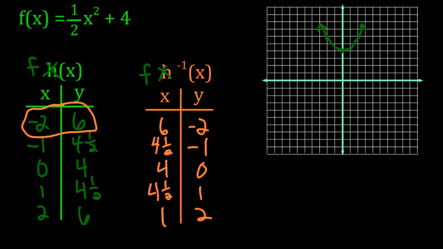4.5 and 6. You probably should know at this point that the inverse is not a function because we have some repeating x values there that would fail the vertical line test, and we'll see that here in a moment. So let's graph this. We've got over 6, -2, over 4.5, down 1, over 4, 0, 4.5, up 1, and 6, 2. So our parabola is going to look something like this.